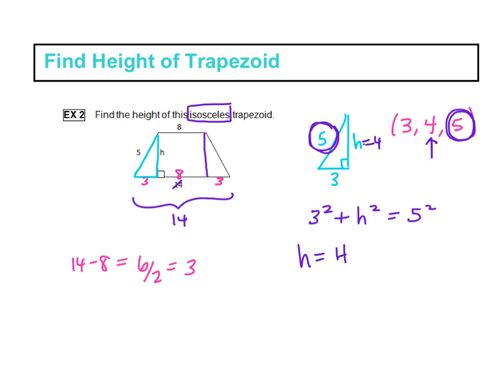They did not give us a unit, so let's go ahead and write in units. This is not an area measurement, so we're not going to square it. It's just going to be 4 units.